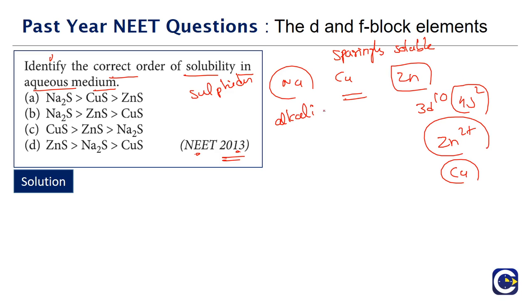So if you look at the solubility, alkali metals will be more soluble than alkaline earth metals. So the correct order will be: sodium sulfide will be more soluble than zinc sulfide, which is more soluble than copper sulfide. Copper sulfide, being a transition metal salt, is generally less soluble.